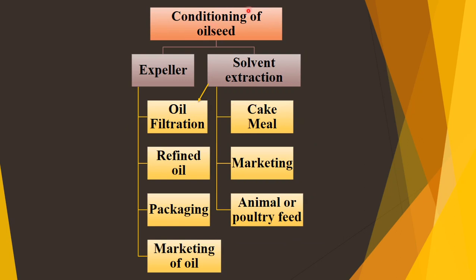for example, we can say that the oil which is obtained, we can send it to the expeller or solvent extraction. Then in the expeller, after that the oil is separated and the cake meal is also separated from that whole. We get the separated oil meal and that oil.